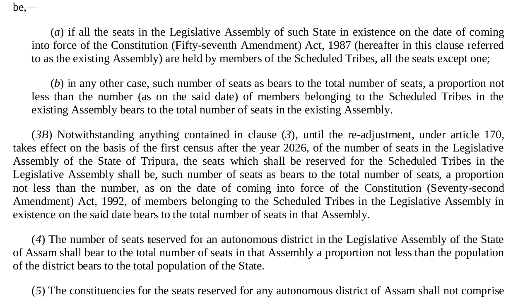4. The number of seats reserved for the autonomous districts in the legislative assembly of the state of Assam shall bear to the total number of seats in the assembly a proportion not less than the population of the districts bears to the total population of the state.